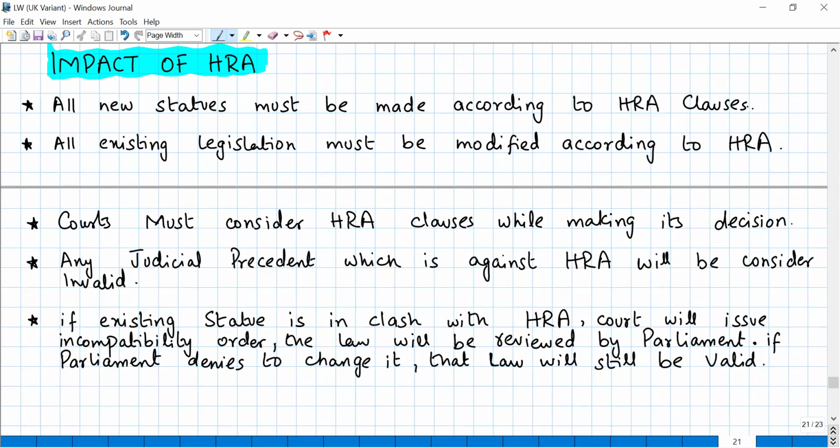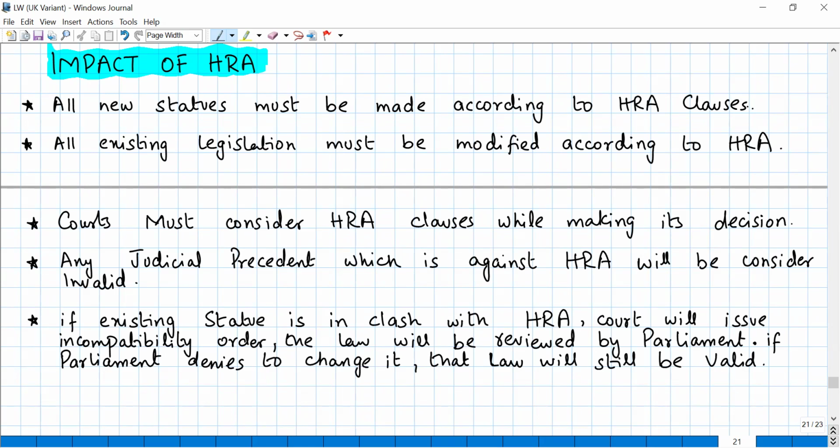If an existing statute is in clash with the HRA, say for example there's an existing law clashing with a Human Rights Act clause, then the court will issue an incompatibility order. When the court sees that a current law is in conflict with a Human Rights Act clause, the court will issue an incompatibility order, and Parliament will review the law. If Parliament refuses to change it, the law will still be valid.